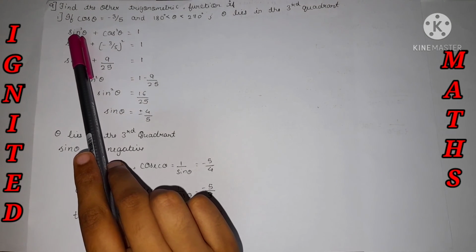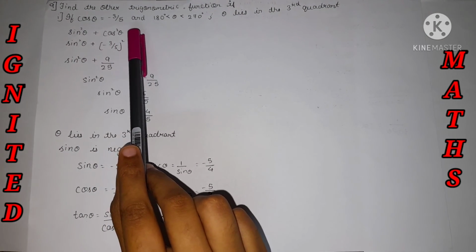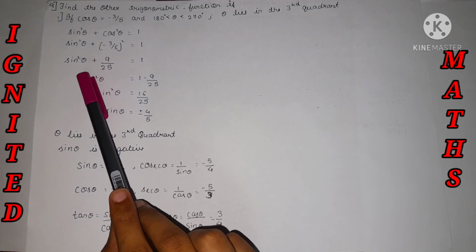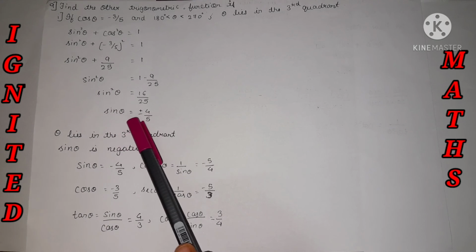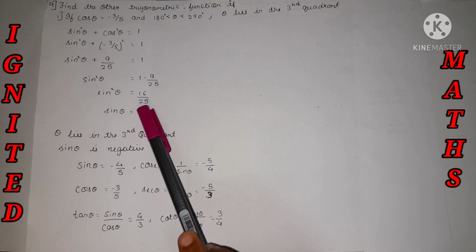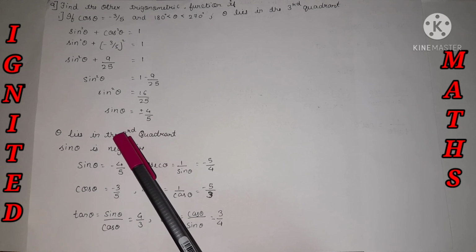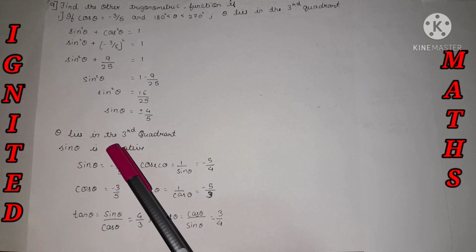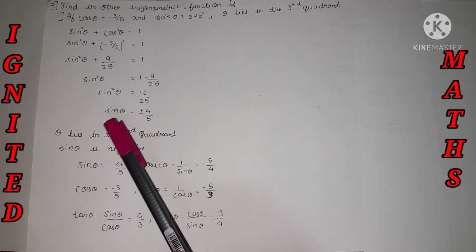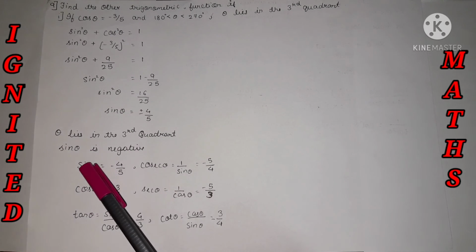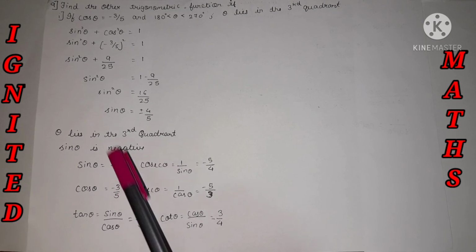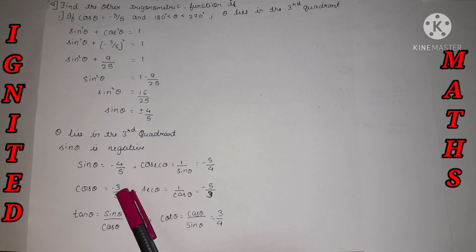From the trigonometric identities, sin square theta plus cos square theta is equal to 1. We have the value of cos theta, so we can find sin theta very easily. Sin theta comes out as plus or minus 4 by 5. But in the third quadrant, sin will be negative. In the third quadrant, only tan and cot are positive, and the other trigonometric functions are negative. So sin theta is negative and we take the value as minus 4 by 5, and cos theta we already have as minus 3 by 5.